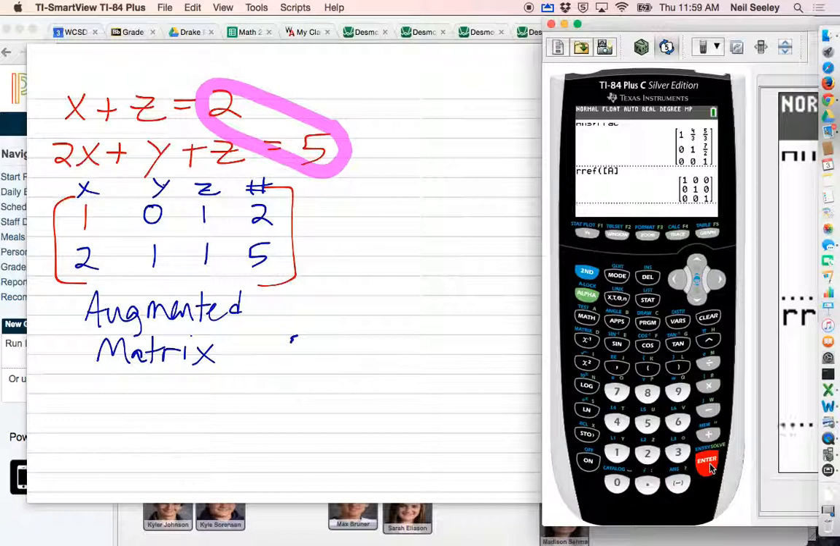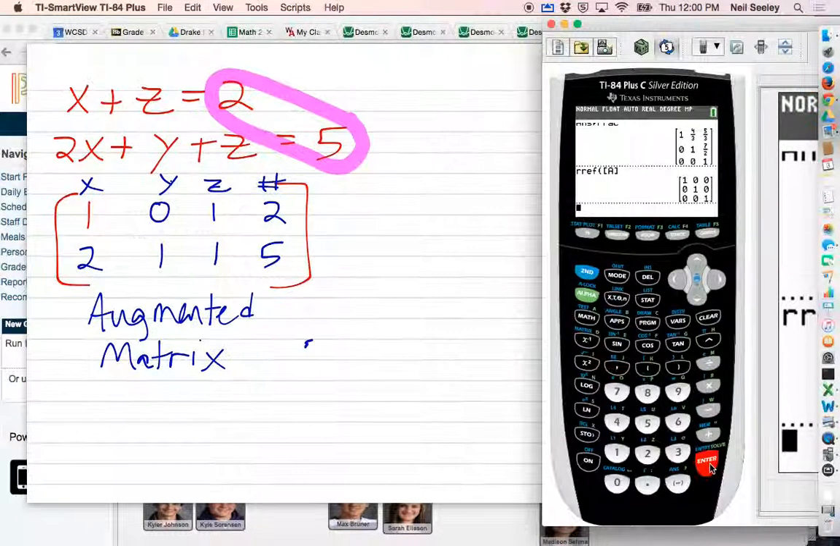Shouldn't we do this one by hand? Do you guys want to do this one by hand, because it's short and sweet? Okay, good call. So here goes. -2 times row 1 plus row 2. Now, if you want to do it with the calculator, that's fine, but I'm doing it by hand. It's short and sweet.